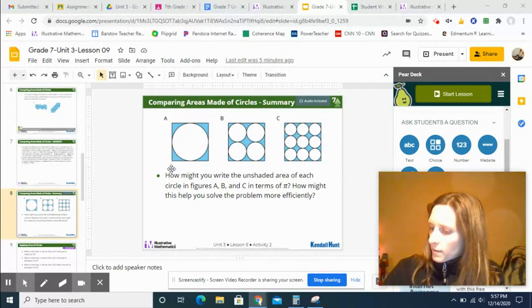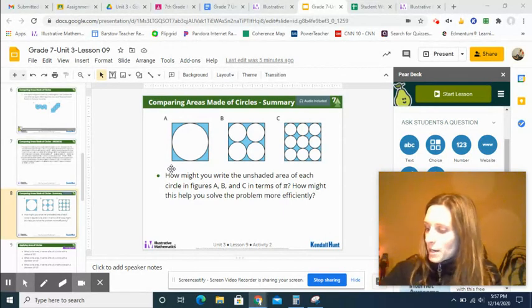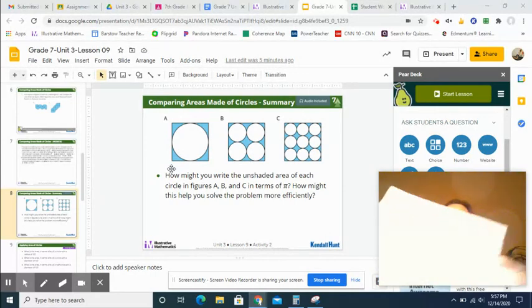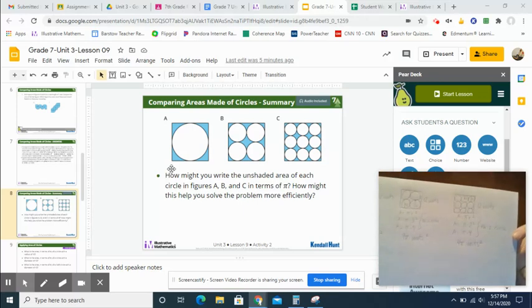And then in the final example, one of those little tiny circles had an area of pi times 4. So you would rewrite that as 4 pi units squared for one of those little circles. And of course, you would be multiplying that by 9 because there were 9 of them in that image. That's what that ends up looking like.